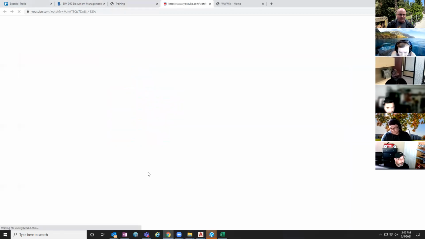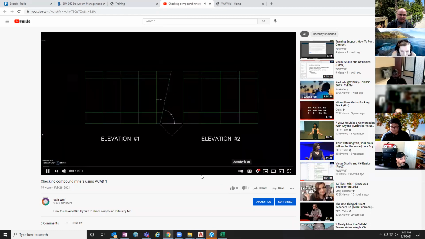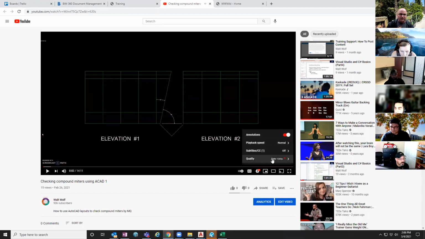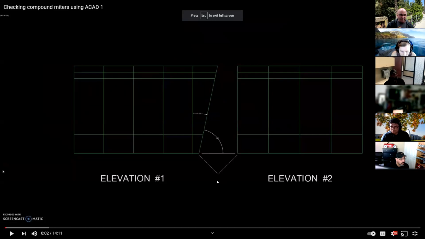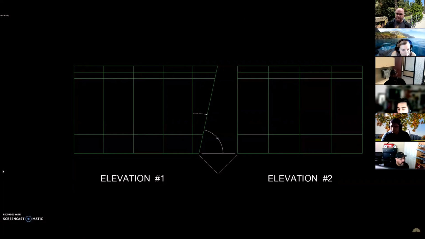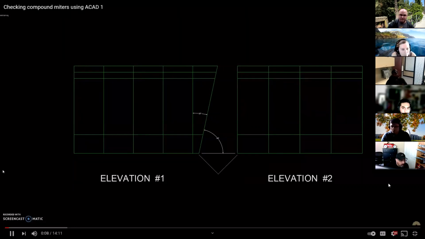All right, well, here we go. We'll bring this back to the beginning. This video is to show you, and let me go to the settings, make sure we're on highest quality, and we'll go full screen. How to find the miter angle and the tilt in a compound miter through projections using AutoCAD.